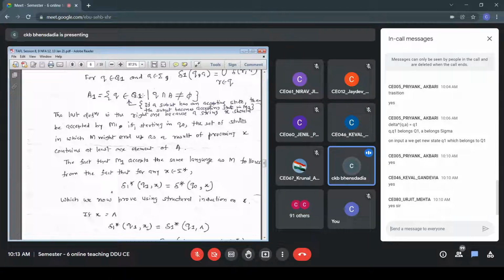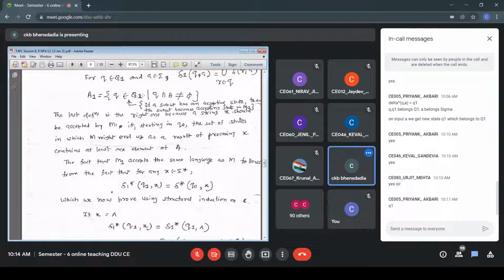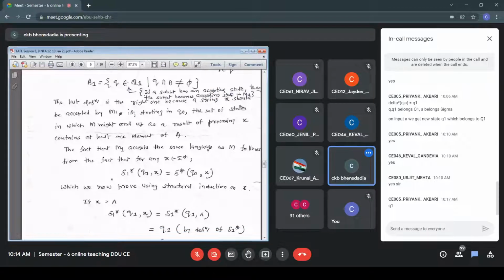Delta 1 means we are talking about M1. M1 means we are talking about DFA. So what is delta 1 star Q1 null in the definition of delta 1 star in DFA? Delta 1 star Q1 null is Q1. That is Q1. That is delta 1 star q1 null, that is equal to q1.